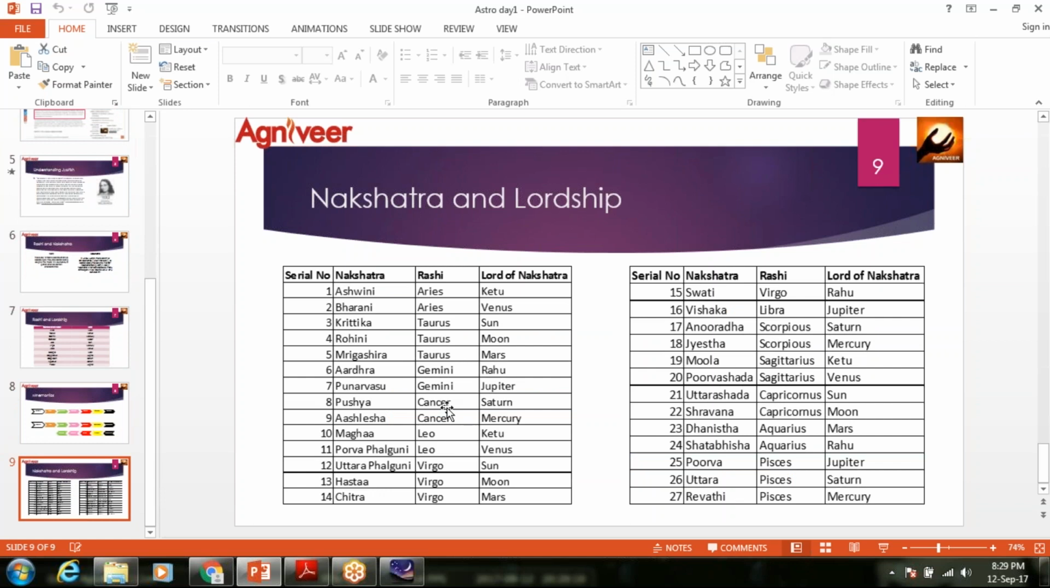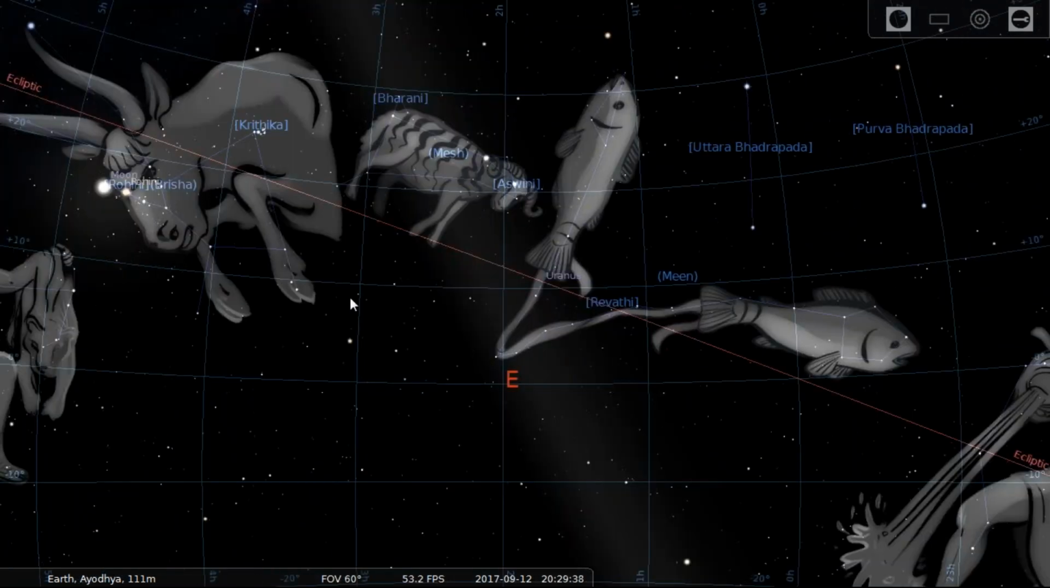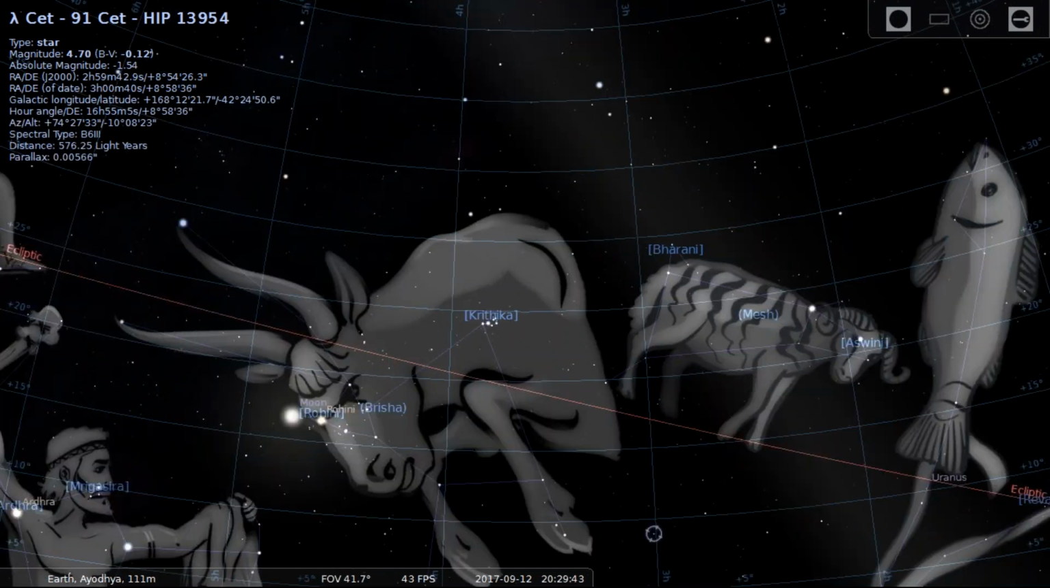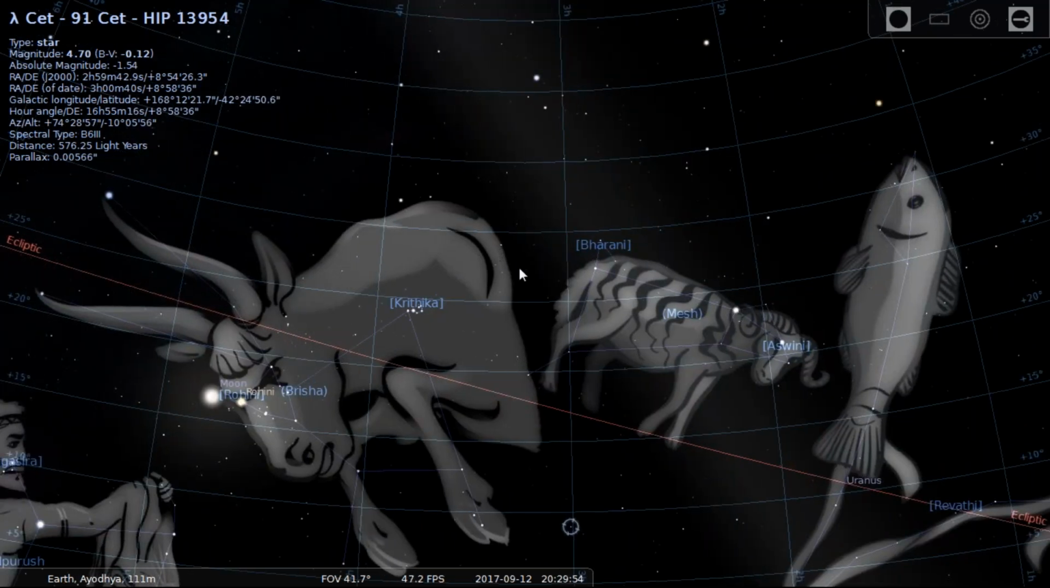So here also I've made a small list of all the nakshatras and in which Rashi they are, and also the lord of the nakshatra. So as you can see, we have a sign, but also we have some nakshatras there. Like for example, Ashwini, Bharni, Kritika. So actually these stars are also ruled by some of the planets.